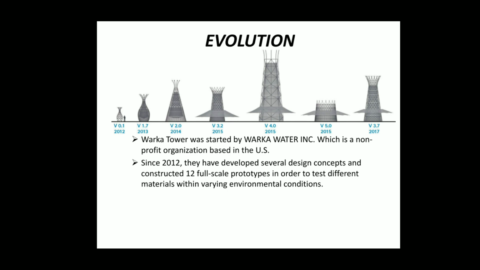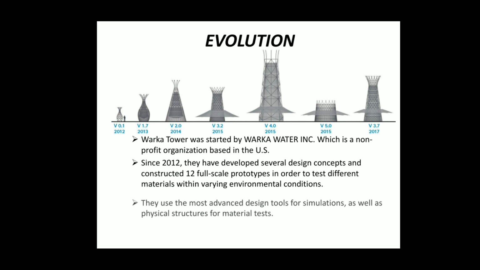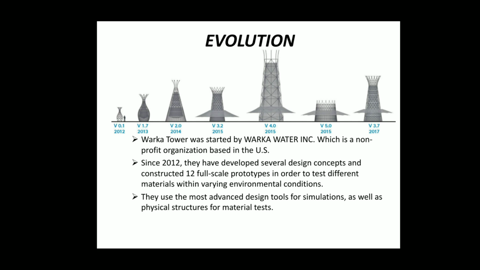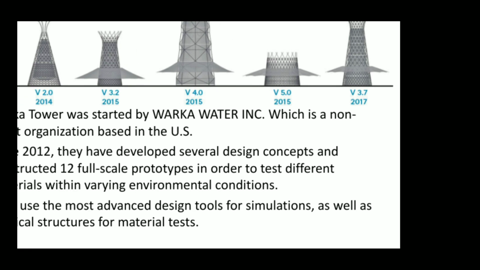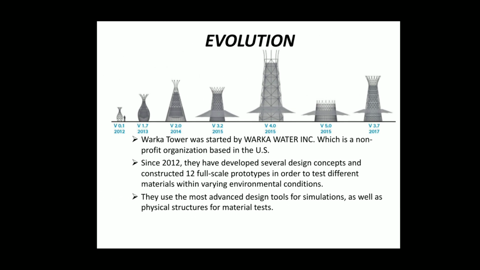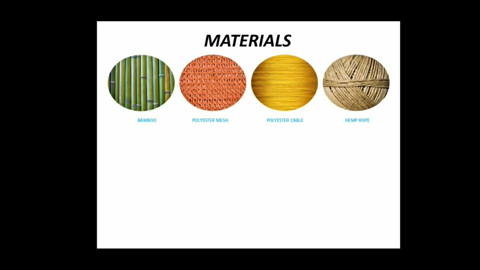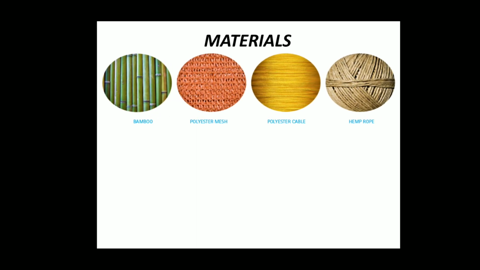They use the most advanced design tools for simulation as well as physical structures for material tests. Now let's see what are the materials required for the development of Warka Tower. As you all can see in the figure, simple materials such as bamboo, polyester mesh, polyester cable and hemp rope are required. The Warka Tower is realized with biodegradable and 100% recyclable materials.